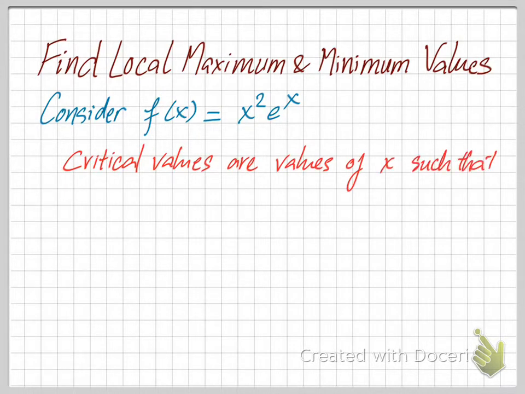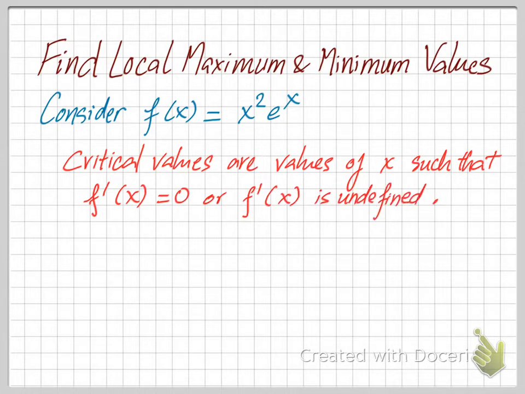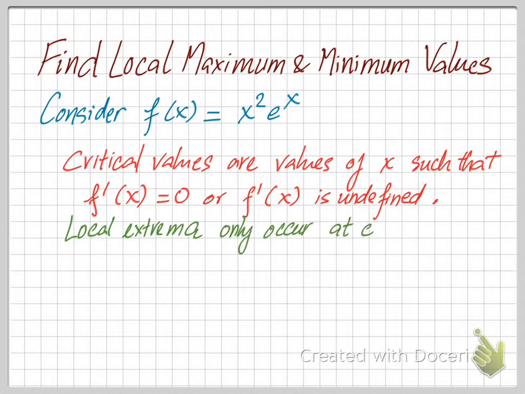So what are critical values? Critical values are the values of x such that the derivative at that value equals 0, or the derivative at that value is undefined. And we know that local extrema, which are local minimum or local maximum values, only occur at those critical values.